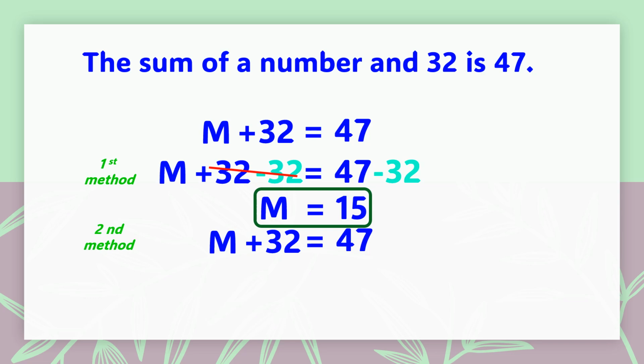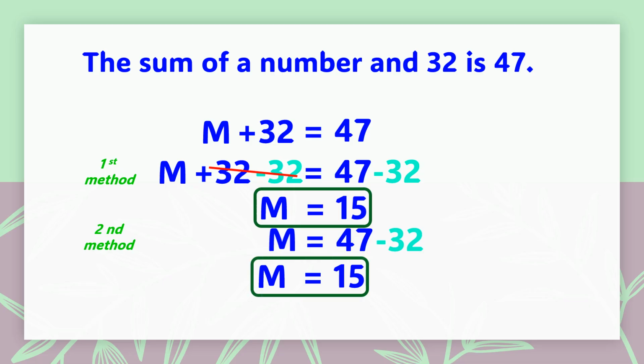Second method: m plus 32 is equal to 47. The opposite sign for plus is minus, minus 32. Then transpose it to the right hand side directly. M is equal to 47 minus 32. M is equal to 15. It's great. We will verify.